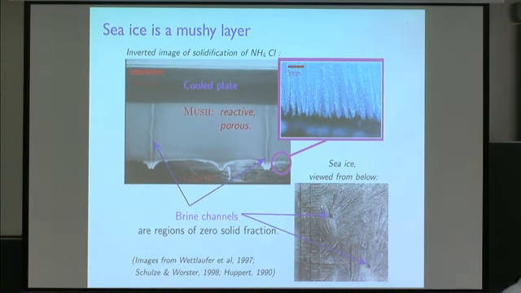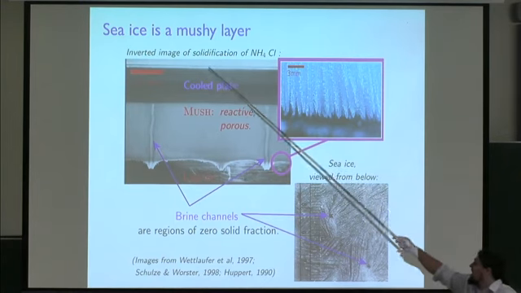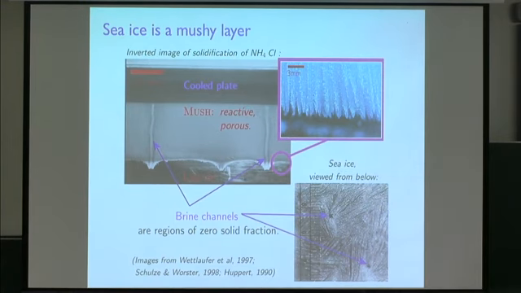So how can we understand how this evolves? One approach is to think of it in terms of it being a mushy layer and think on a macroscopic level. So rather than worrying about the details, I should point out this is an analog material that has similar behavior to sea ice.